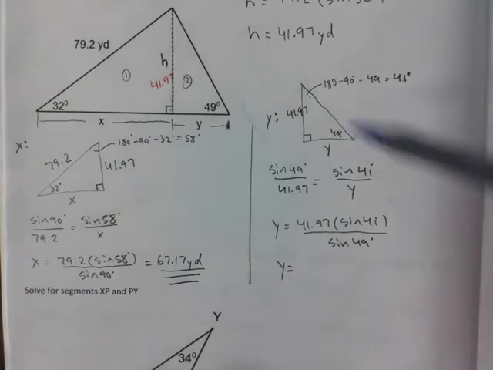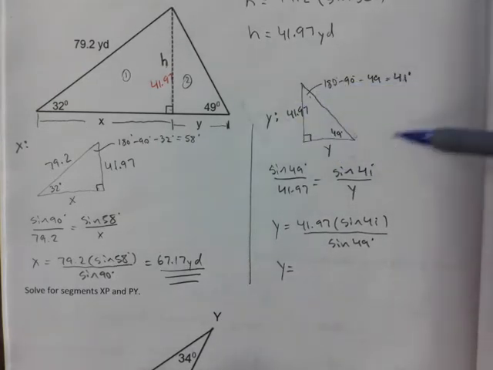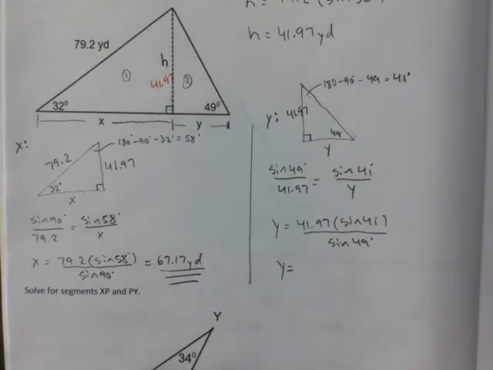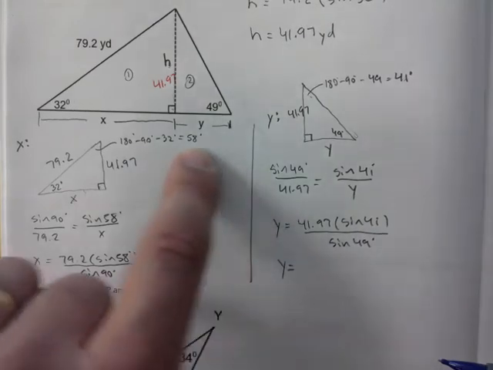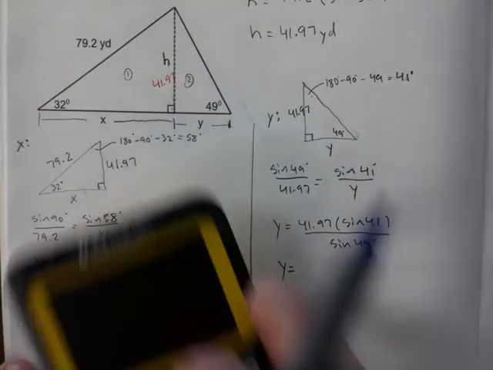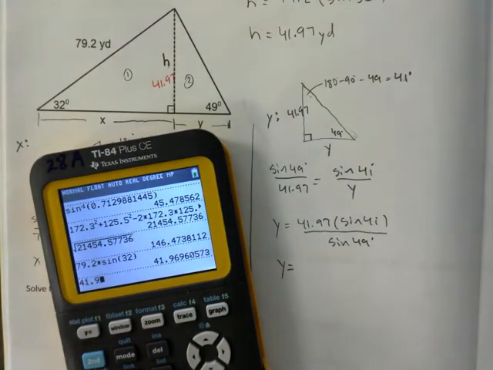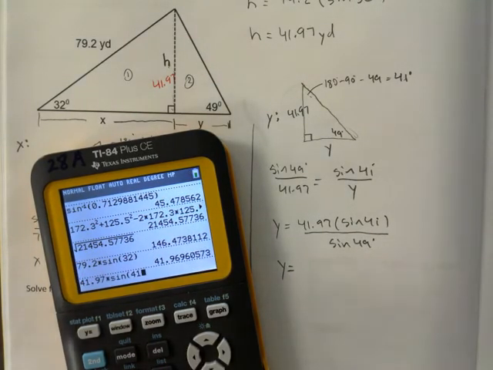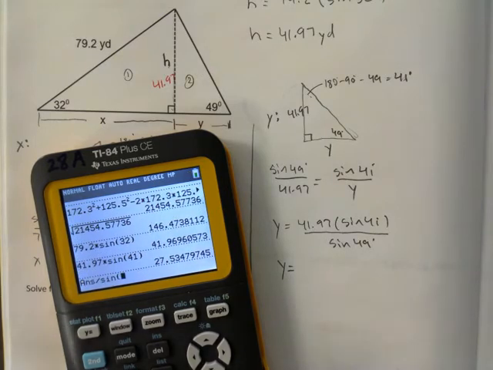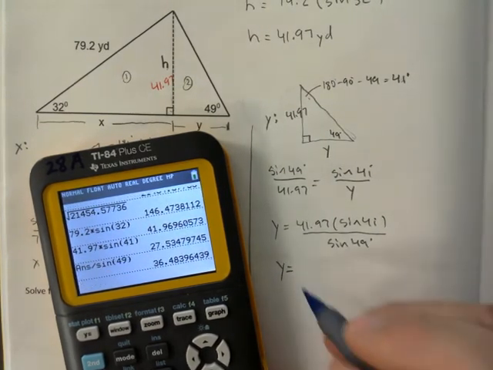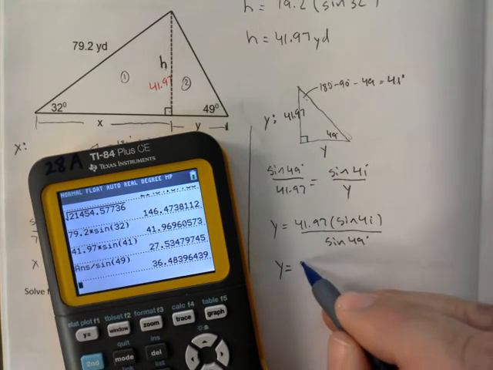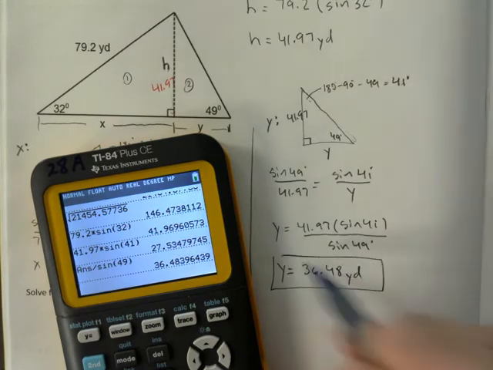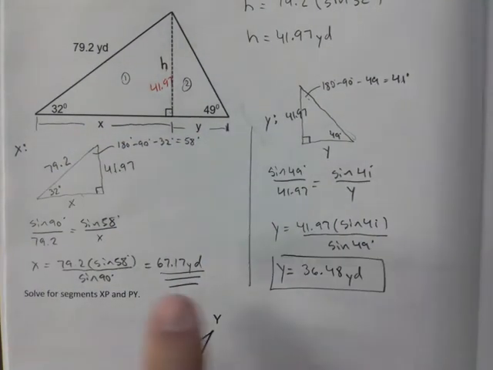On this particular one, you cannot use Pythagorean theorem. You don't have enough information. Here you could have. Maybe I'll try to fit in Pythagorean theorem here just to review in case you need a review. I don't think you need one. 41 divided by sine of 49. And that's 3648 yards. So that's y, that's x.